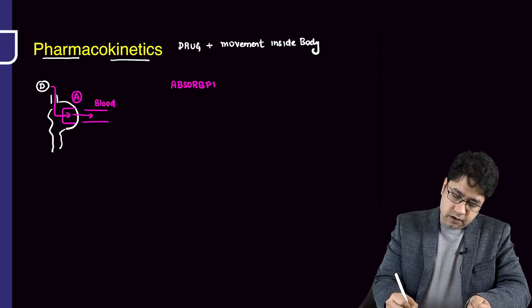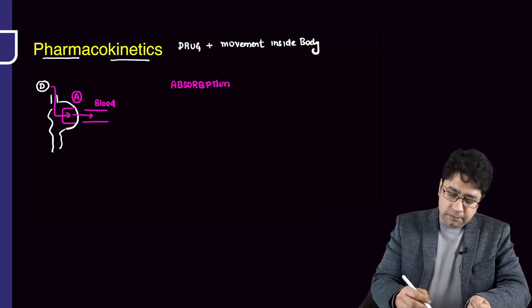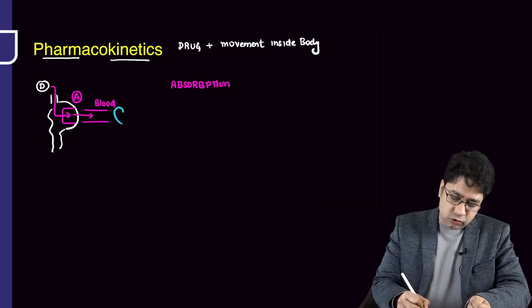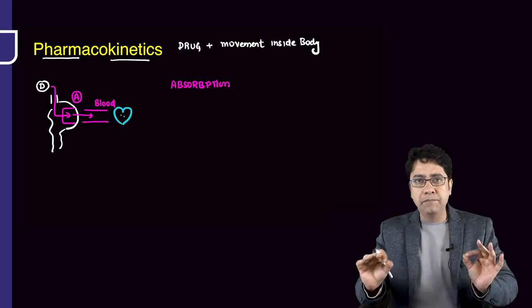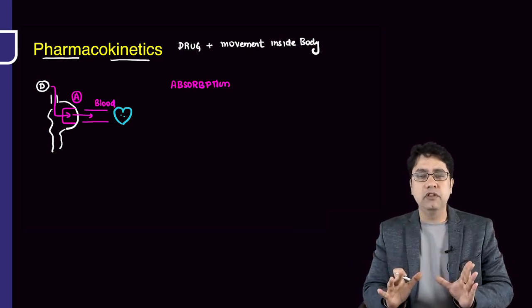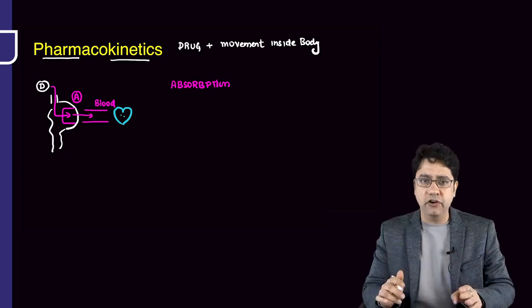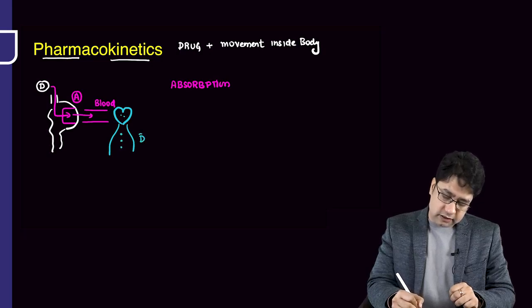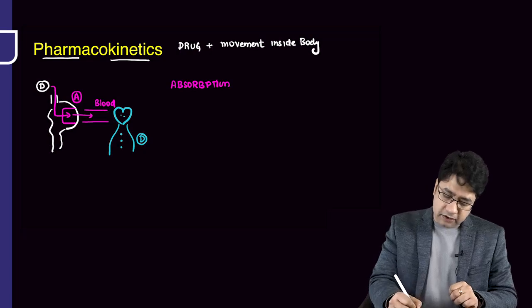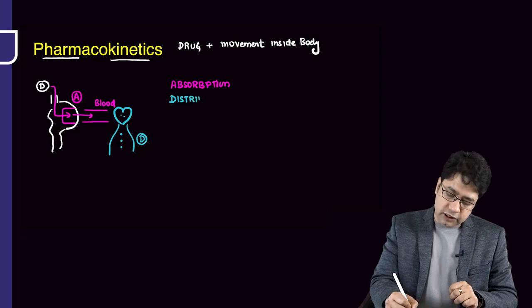Now, when the drug enters into the blood, it finally reaches the heart, and this heart will pump the drug or distribute the drug to each and every organ. So this drug will be now distributed to all organs. So the second part we will write is D. D for distribution.